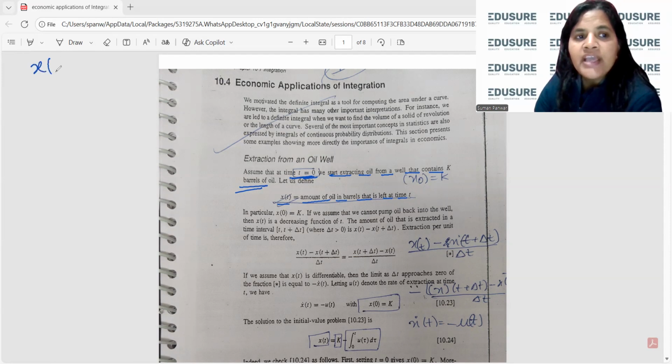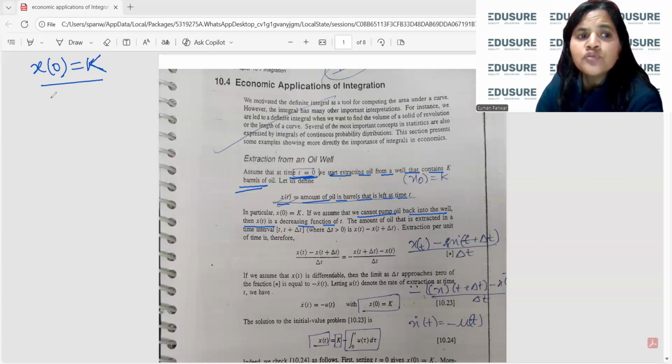So that means x(0) should be equal to k. That means the amount of oil that is left at t equals 0, at the beginning, is k. So this is the initial stock k. If we assume that we cannot pump oil back into the well, then x(t) is a decreasing function of t, because as time increases, the amount of oil left inside the tank will decrease definitely.